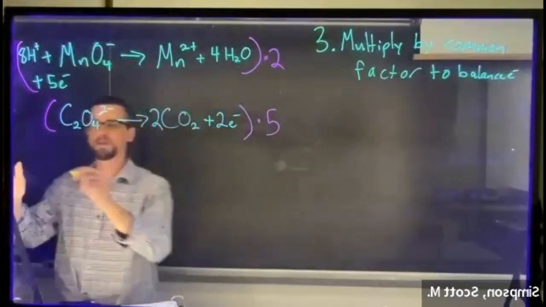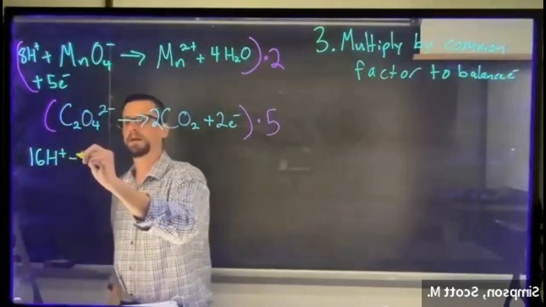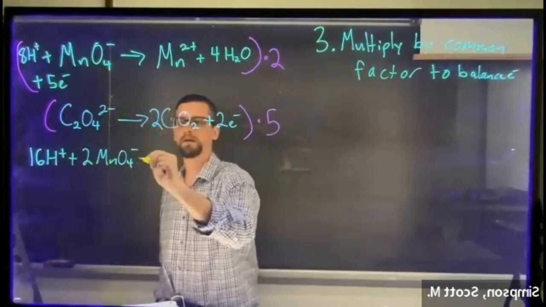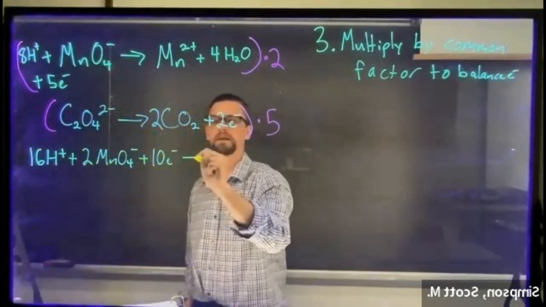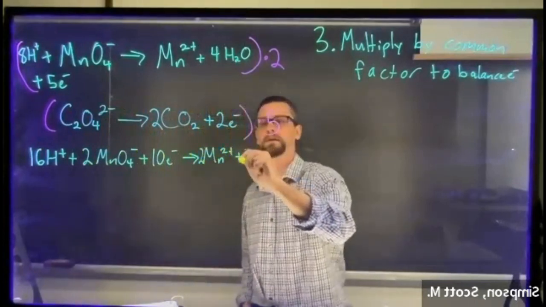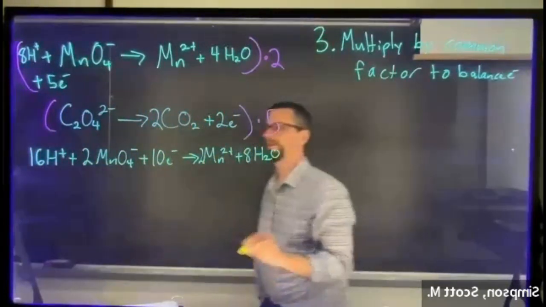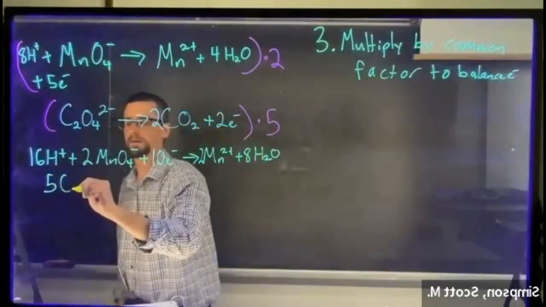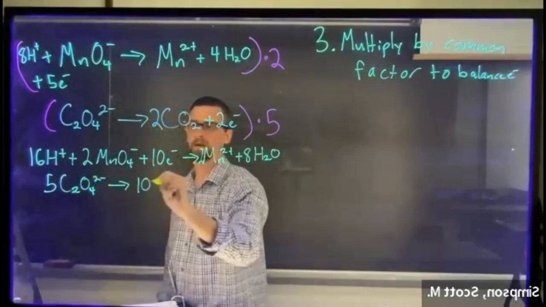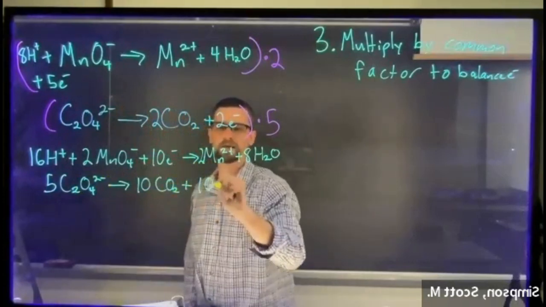This thing is going to transform after it gets multiplied through. Our top half reaction, as we multiply by 2, we get 16H plus, 2 MnO4 minus, plus 10 electrons gets us to 2 manganese 2 plus and 8 waters. Then when we multiply by 5 here, we get 5 oxalate ions, a total of 10 carbon dioxide molecules, and a total of 10 electrons.